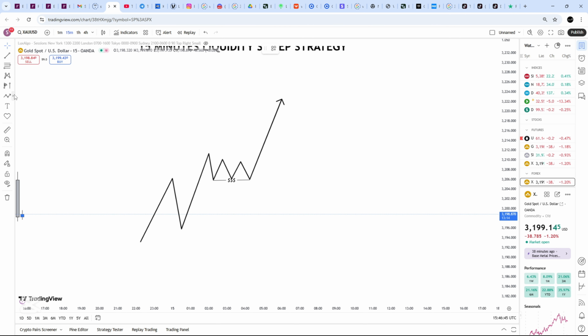Let me mark it here. This zone turns into an inducement zone. Do you see this zone? This zone is inducing more traders, or it's a trap for traders who are going to come and take an entry in this zone, and then they end up losing. Why are they going to lose in this zone? One simple answer: because there is liquidity below that zone.